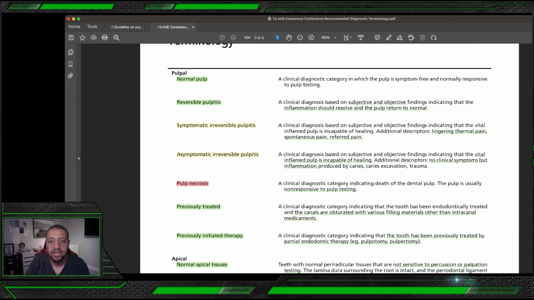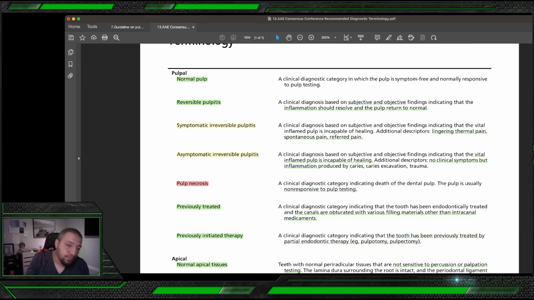But in this category, inflammation should resolve and the pulp return to normal, meaning the pain is not lingering, he's not waking up at night from the pain. If he takes a painkiller, it's good for him. He has pain, but not a severe pain.